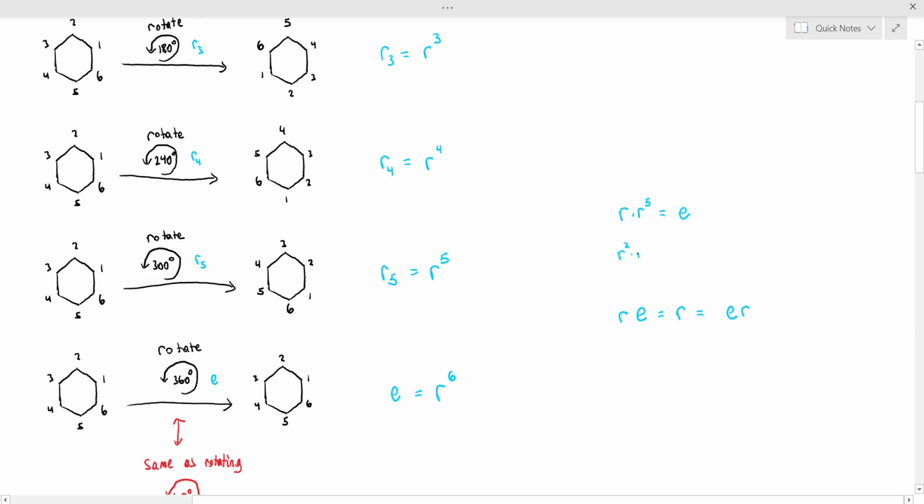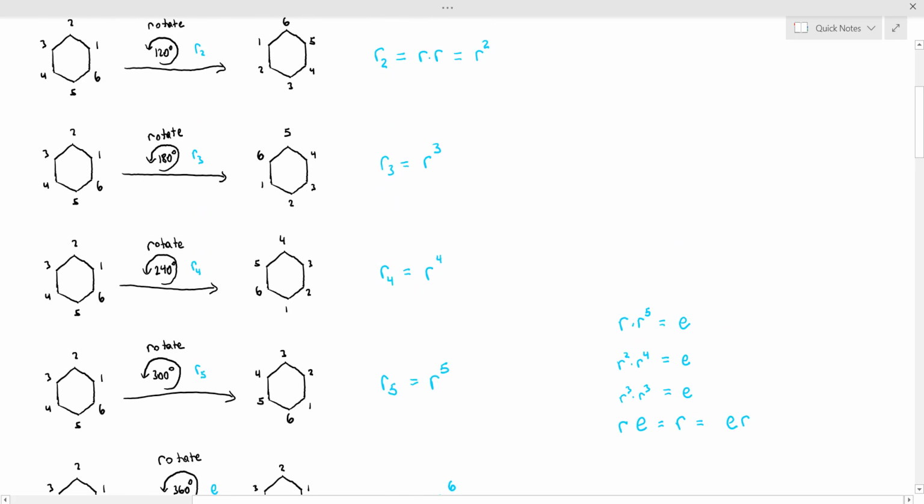Likewise, r squared and r to the 4th are inverses, because if you rotate by 240 degrees followed by 120 degrees, that's a total of 360, so it's the same as doing nothing. And likewise, r cubed is its own inverse, because if you rotate by 180 degrees twice, that's the same as rotating 360 degrees total, which again is effectively doing nothing. So rotating by 180 degrees will undo itself. It's its own inverse.